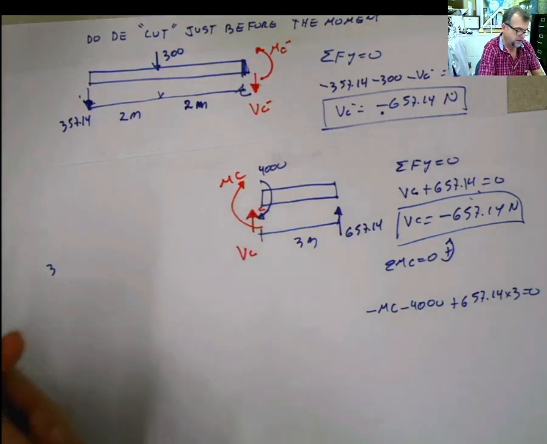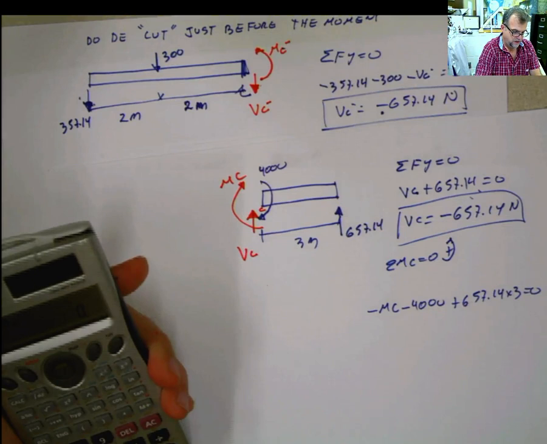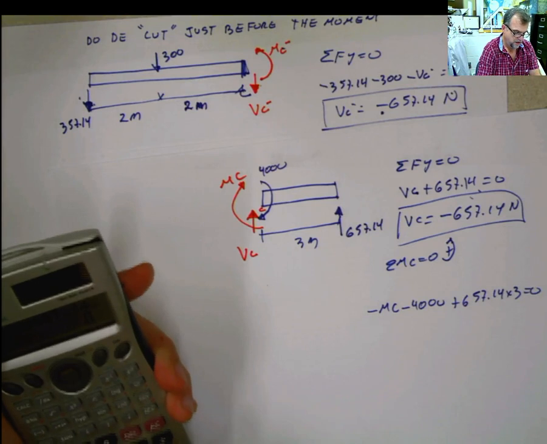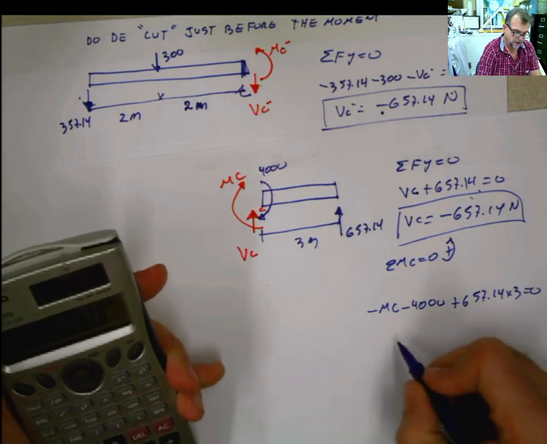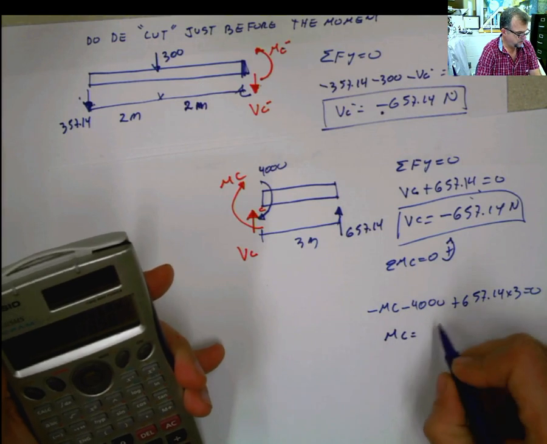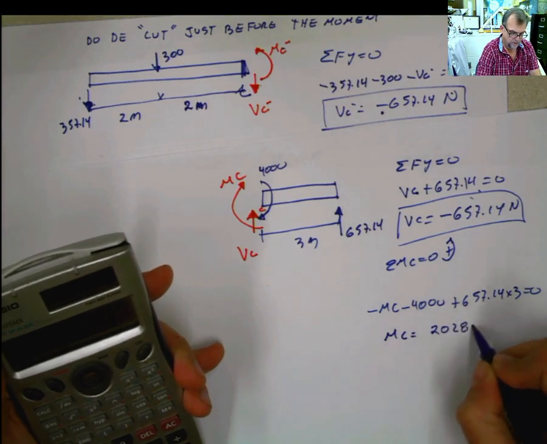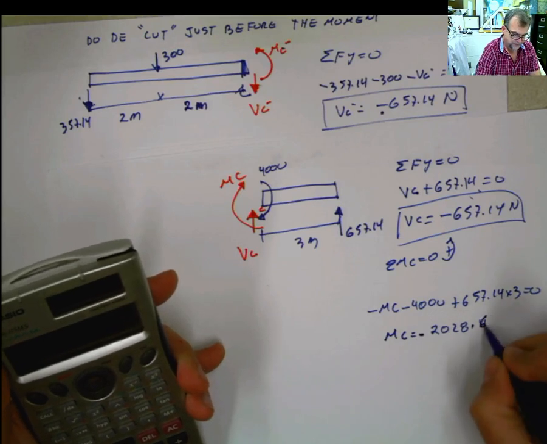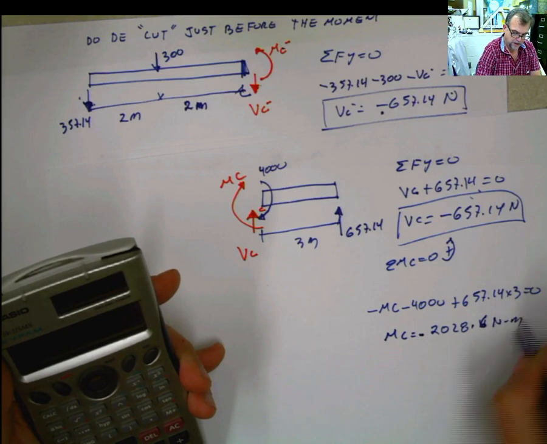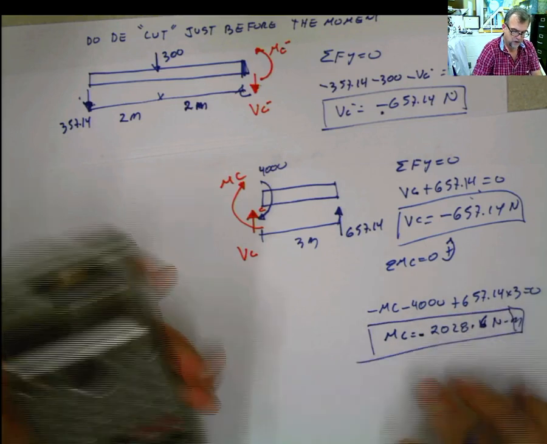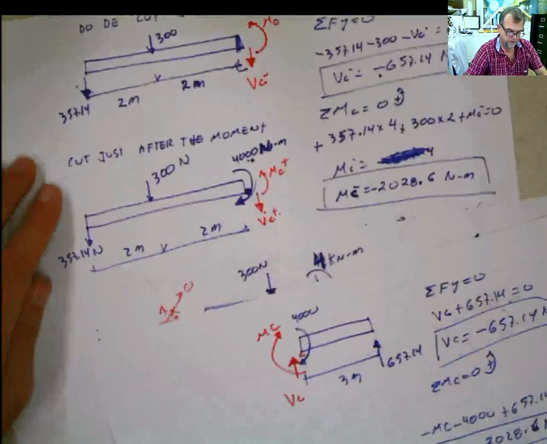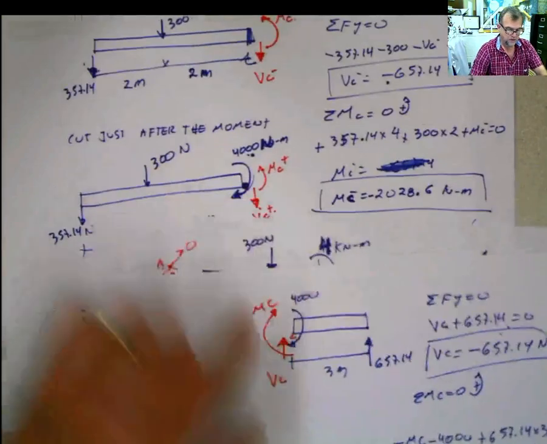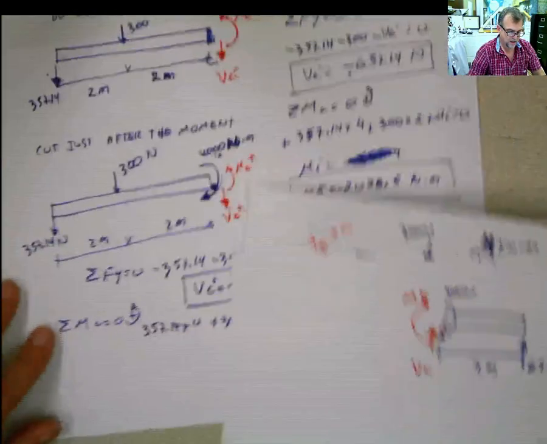How much is this? 4,000 minus, passing to the side, 657.14 times 3 equals 2028. Let's see, equals 2028.4, negative 0.6 Newton meter negative, which is the same value that we got before in the other way. You see? But somehow this is shorter, in my opinion, at least, than the other.